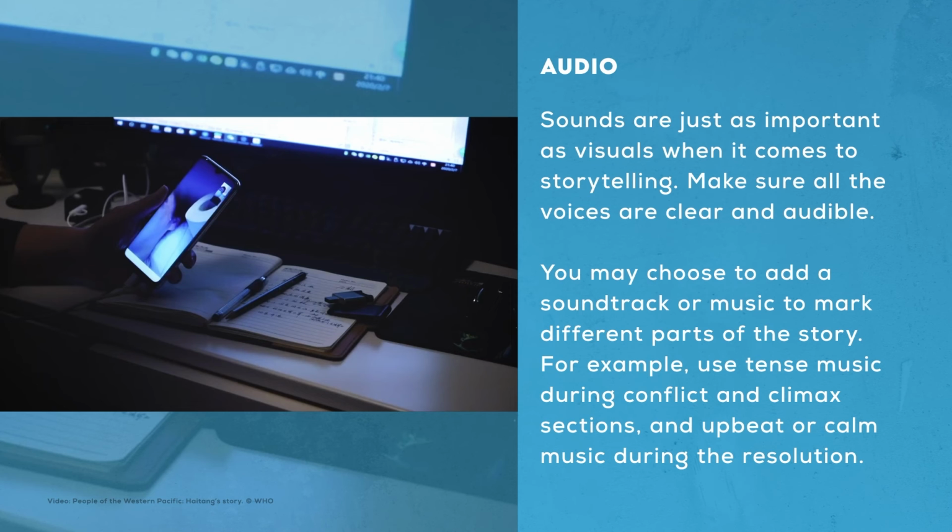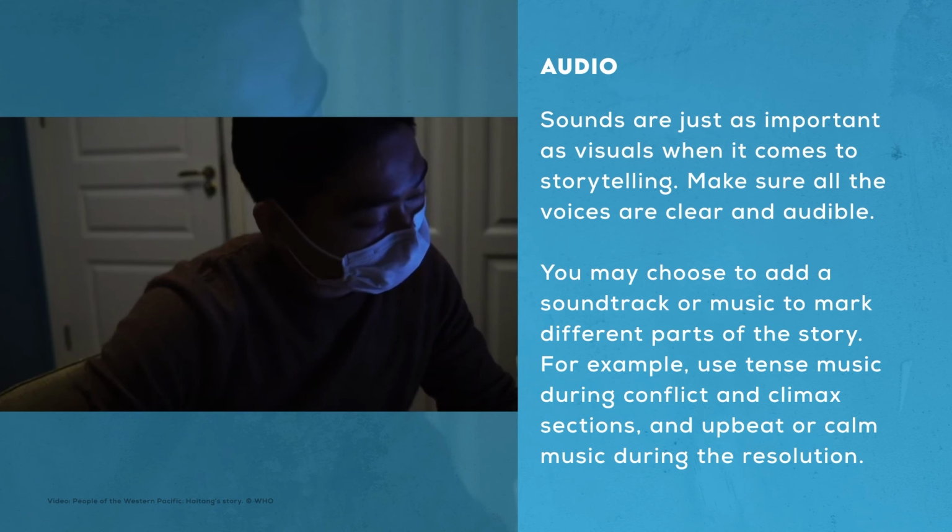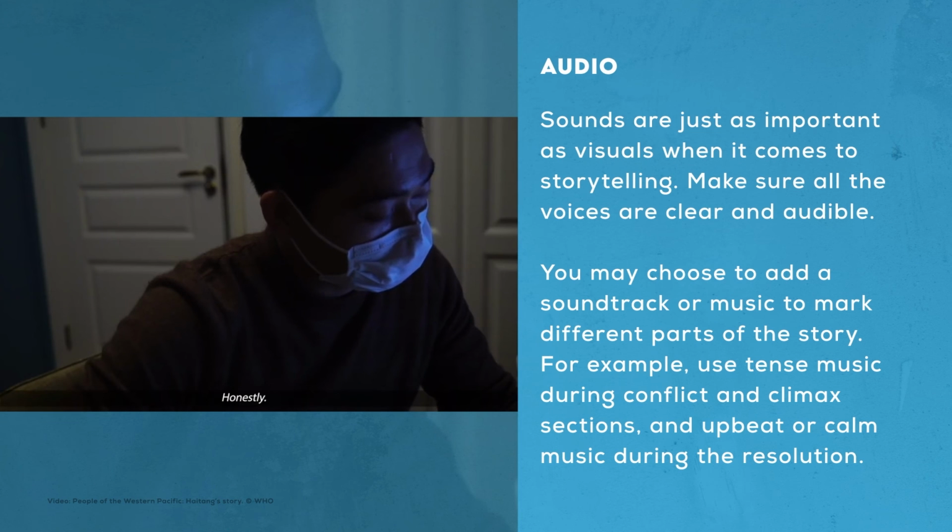Sounds are just as important as visuals when it comes to storytelling. Make sure all the voices are clear and audible. You may choose to add a soundtrack or music to mark different parts of the story. For example, use tense music during conflict and climax sections and upbeat or calm music during the resolution.